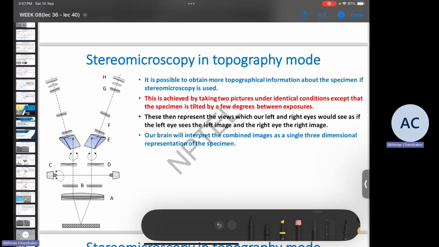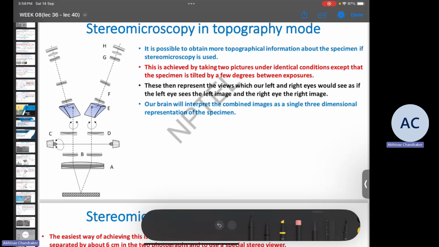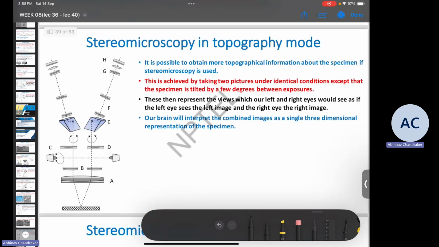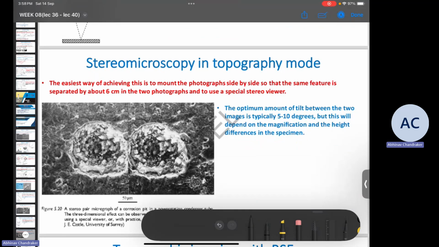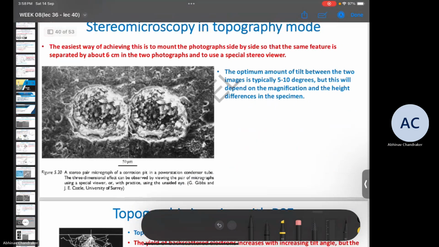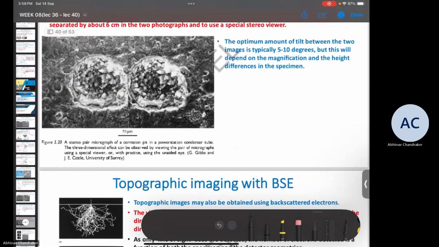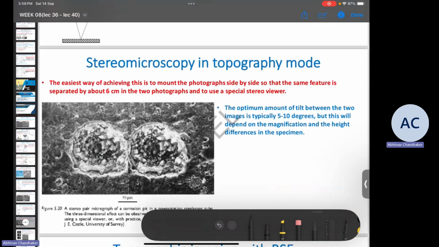Just like in case of our eye, we have two different eyes placed, and each eye looks at the object at a small tilt angle with respect to the other eye, and the image formed individually by both the eyes is then combined to form a 3D image. So that is the principle of stereo microscopy. You look at an object from slightly different angles and then use that to construct a 3D representation of it. And by using a stereo viewer, it is possible to get a 3D representation.